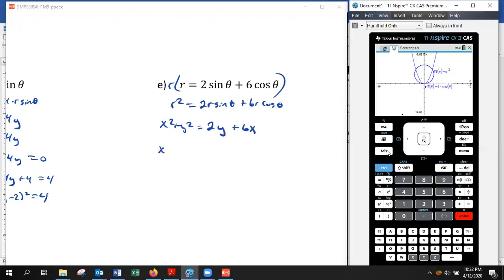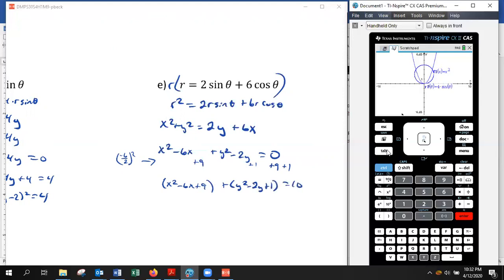Bring those to one side. I have x squared minus 6x plus y squared minus 2y equals 0. Complete the square means we have to add 9. If you remember completing the square, we have to take b divided by 2 and square. That's how we're going to get that. Negative 2 divided by 2 is negative 1. Negative 1 squared is 1. So this is x squared minus 6x plus 9 plus y squared minus 2y plus 1 equals 10, or in a much happier way, (x minus 3) squared plus (y minus 1) squared equals 10.